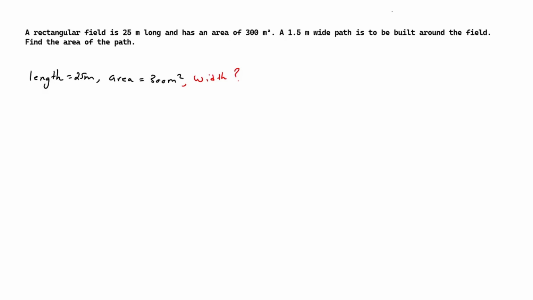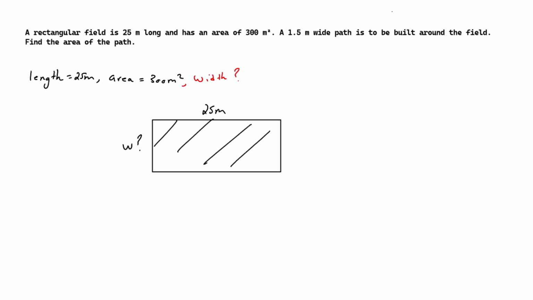And to do that, let's make a diagram to kind of understand this a little better. So our length is 25 meters. We don't know our width, also known as the breadth, and we're trying to find it. But we do know this area is 300 meters squared though, right? So we can have our formula here. Remember that our length times the width equals the area, right? So then therefore, the width must be equal to the area divided by the length.